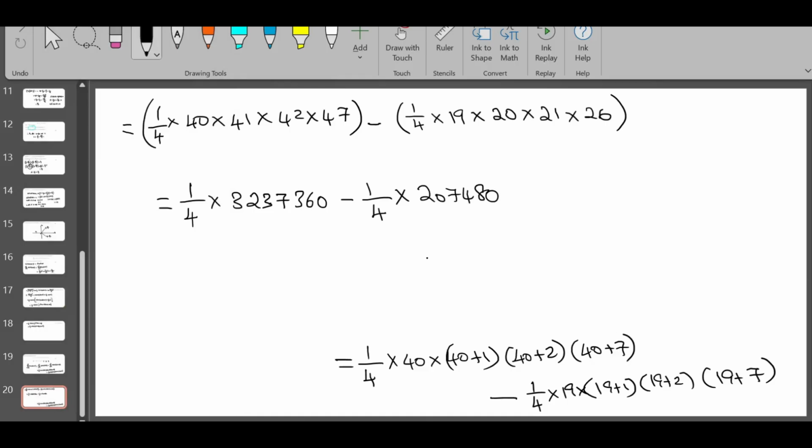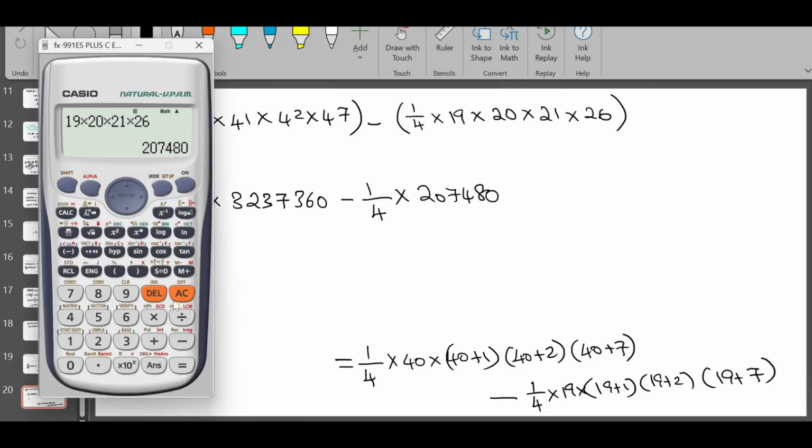That's 207480. So let's calculate this now. 1 over 4 times 3237360 minus 1 over 4 times 207480. That's the final answer. 757470.